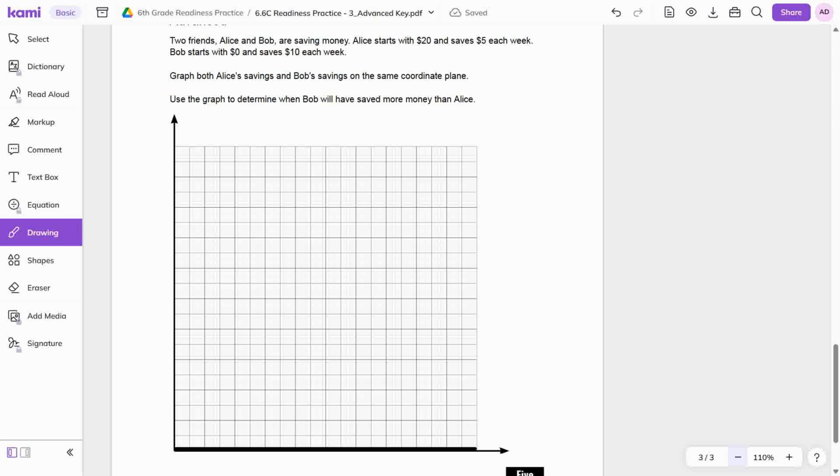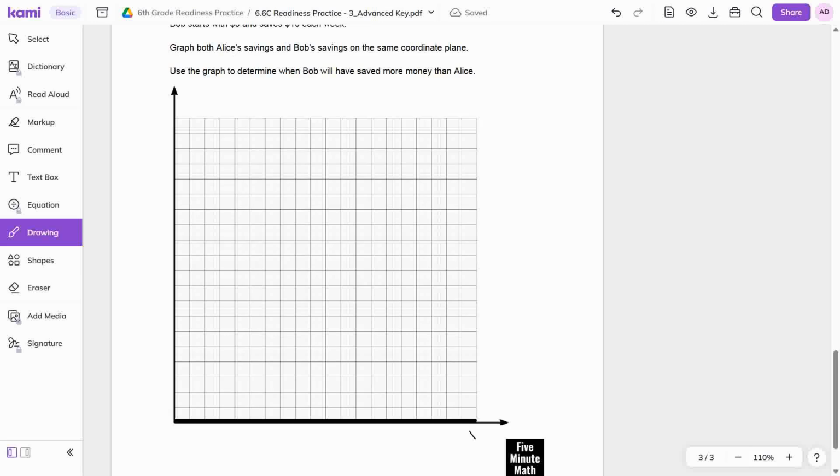And so we're going to graph both of them, and we're going to try to figure out when Bob is going to have saved more money than Alice. All right, so that's going to be fun. So we've got, let's put weeks on our x-axis here.